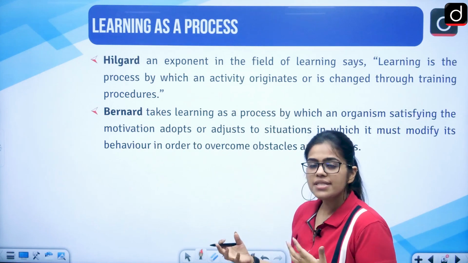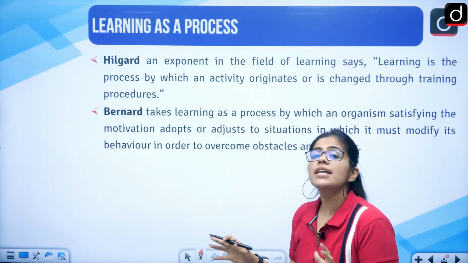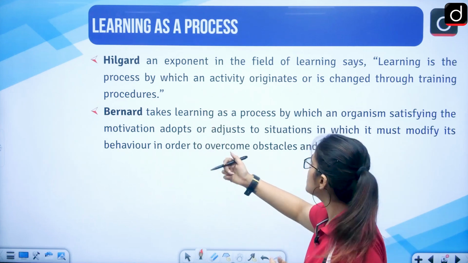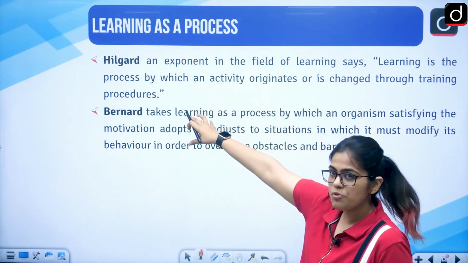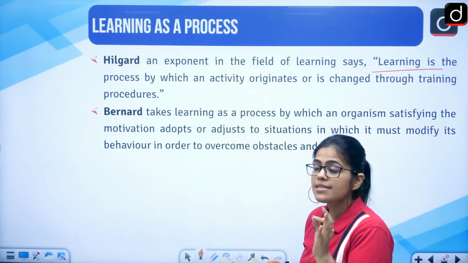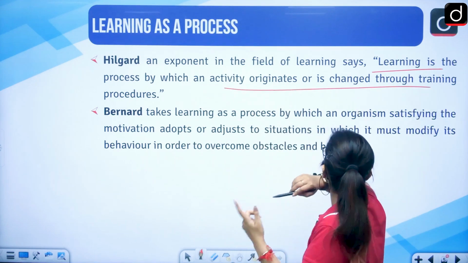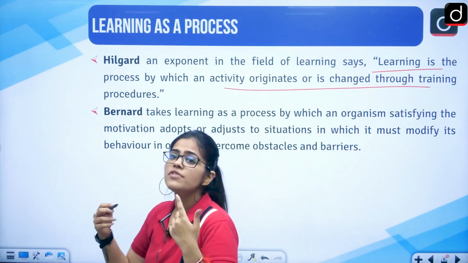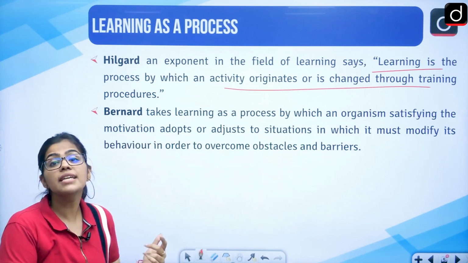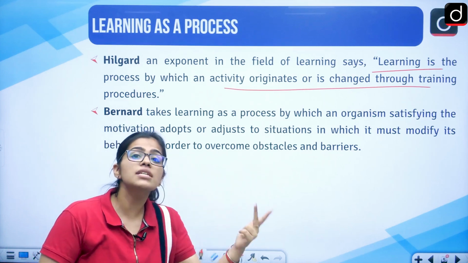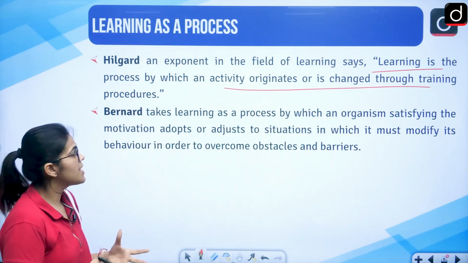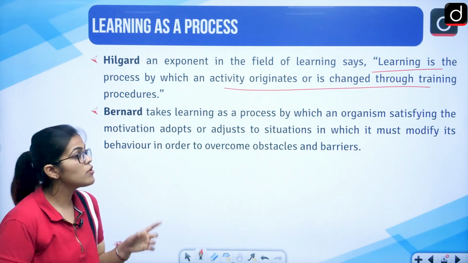According to different theorists, they have given definitions of learning. Learning is a process, so how can you say that learning is a process? According to some definitions, we see that learning is what? Hilgard is an exponent in the field of learning, and according to him, learning is the process by which the activity originates or is changed through training procedure. So the mind of the person changes through a given procedure. Hence, learning is a continuous process and it keeps on changing. Not only one time, but change done over a longer span of time on a regular basis will help the person learn.